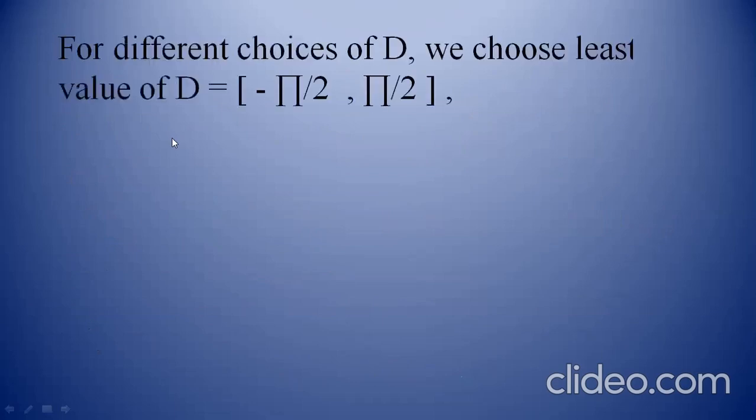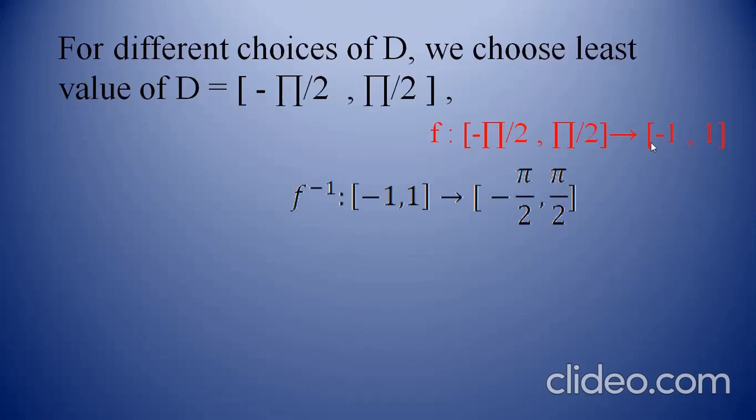Now you know very well that D shows many intervals. If we choose the least value of D, it means if we choose the closed interval minus pi by 2 to pi by 2, that shows the least value of D. So we can say that f is a 1-1 and onto function from the closed interval minus pi by 2 to pi by 2 to minus 1 and 1. So the function is 1-1 and onto function.